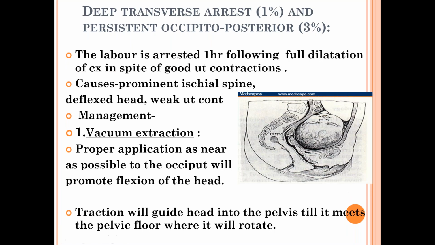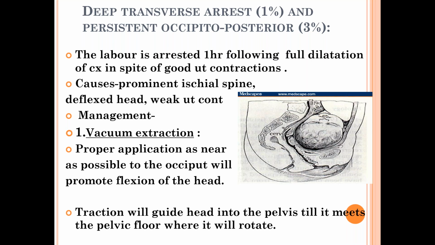In the deep transverse arrest and the persistent occipital posterior position, the labor is arrested 1 hour following the full dilatation of the cervix in spite of good uterine contraction. It is because of the prominent ischial spine, deflexed head, and weak uterine contraction.